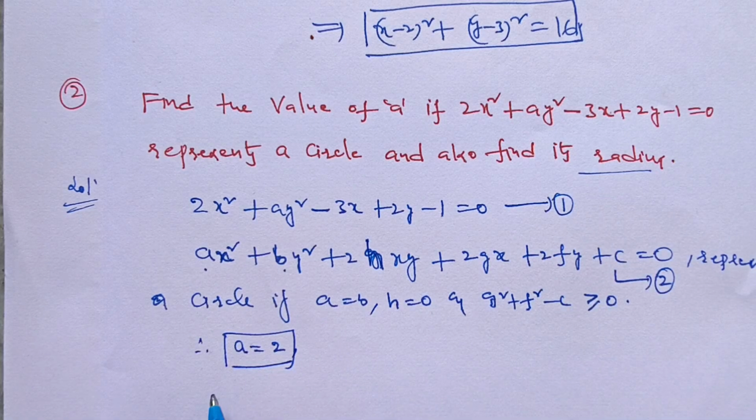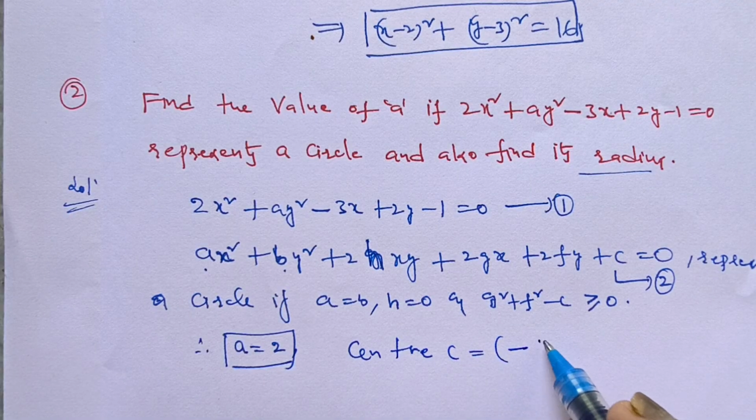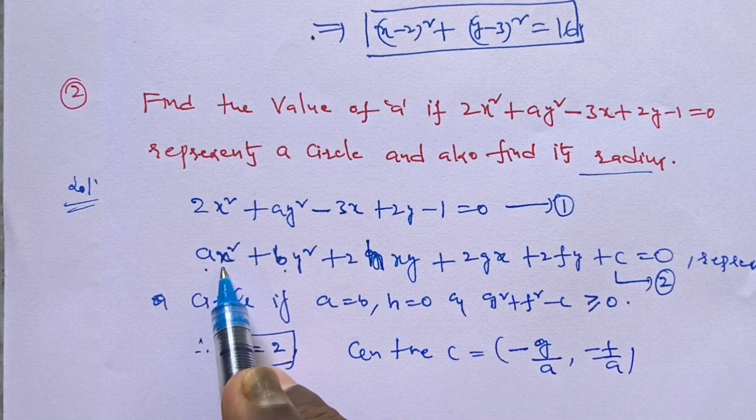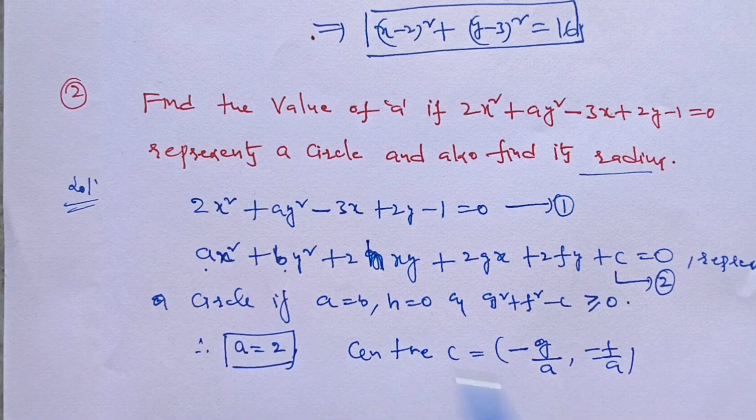Now find radius. What is radius formula? So to find radius here, we need to find a value, g value, c value, f value here. So for that, find center. What is center? Minus g by a, comma minus f by a, if the coefficient of x square and the y square should be equal other than 1 here. This is the center formula.